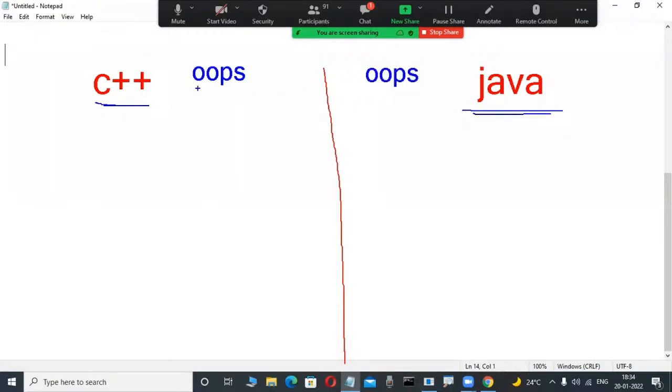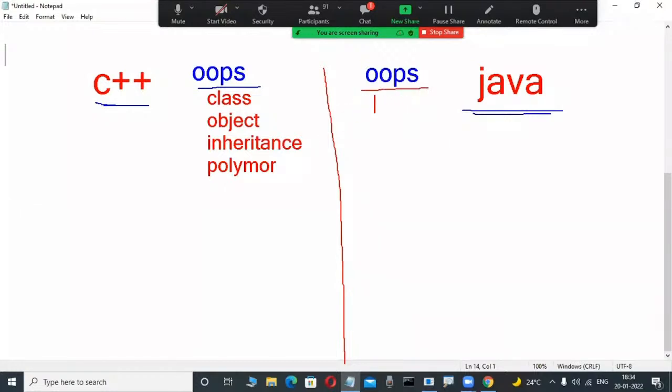Maybe some fellows have an idea what OOPS concepts are. Class is a concept. Object is a concept. Inheritance is a concept. Observe here, polymorphism is a concept. Maybe many of you have an idea. Technical persons know this. The same is here in Java also.